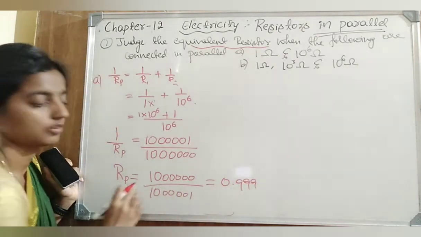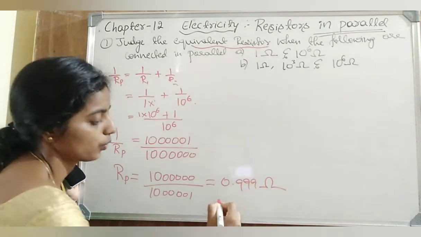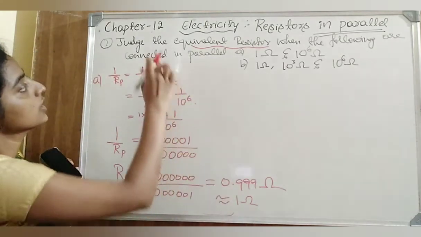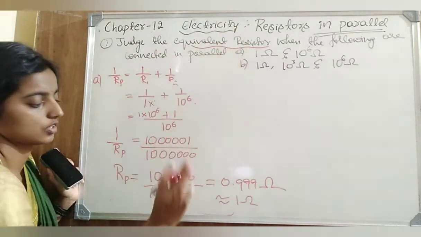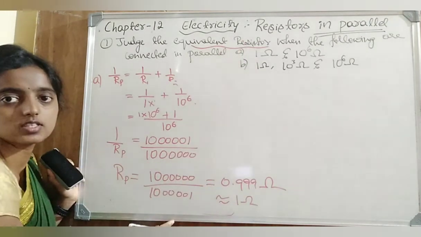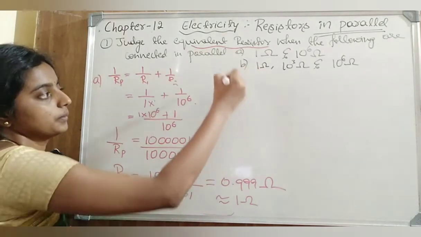And what is the unit for the resistor? That is ohm. This is almost equal to 1 ohm, right? What is our question? Find the equivalent resistor. So our equivalent resistor is 1 ohm for the first question. Now in a similar way, solve for B.